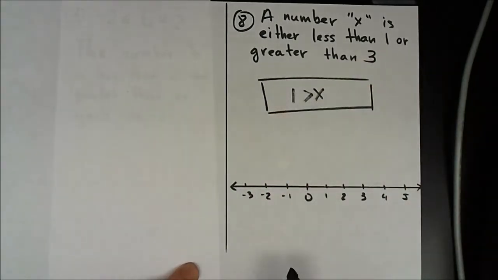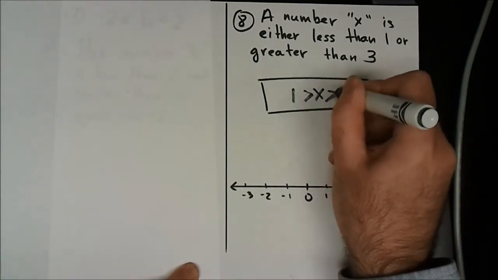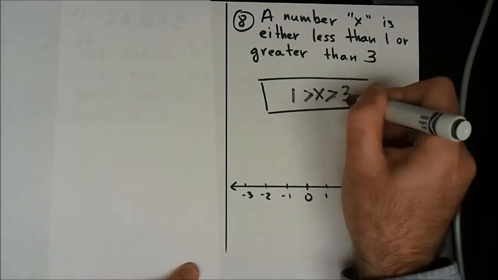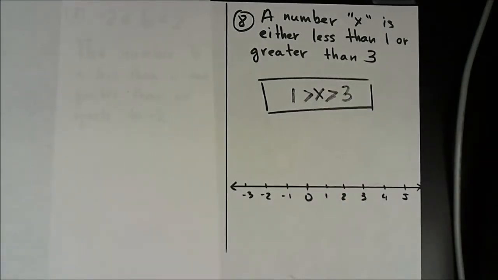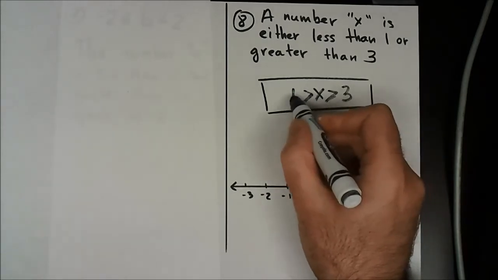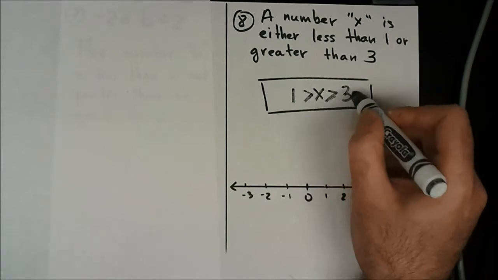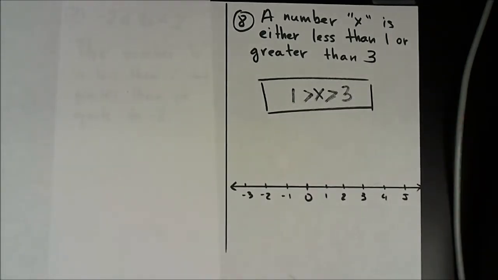Greater than. This is one of those where the variable has to face the larger part of the alligator symbol. Greater than 3. So x is less than, sharp end, 1, or greater than, big end, 3. There you go. That's how it should look like. And then you graph it.